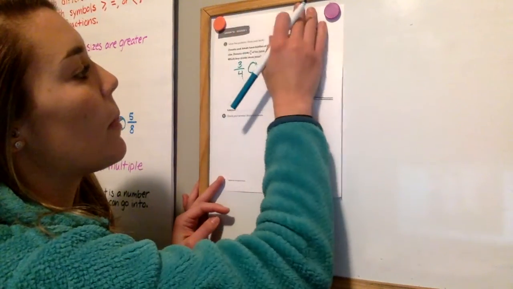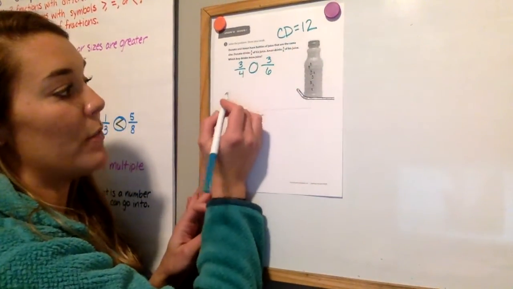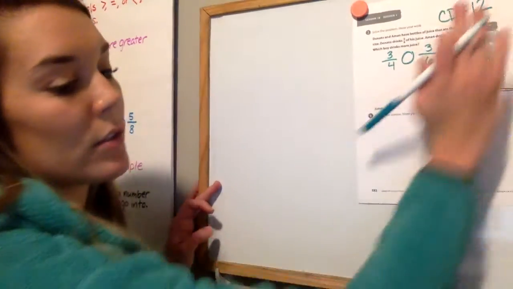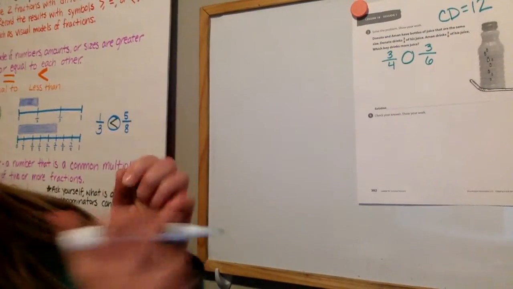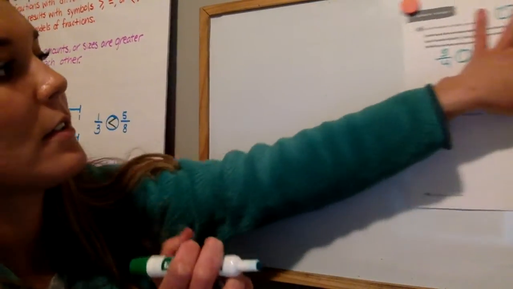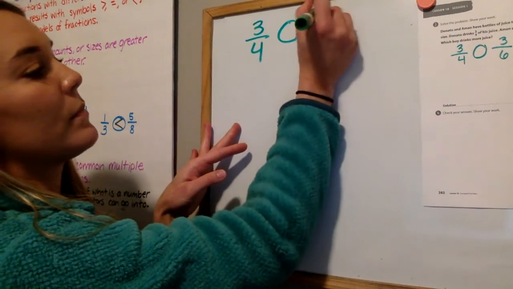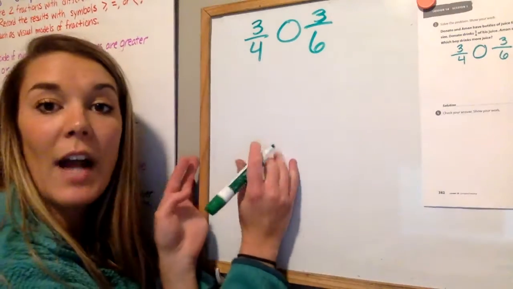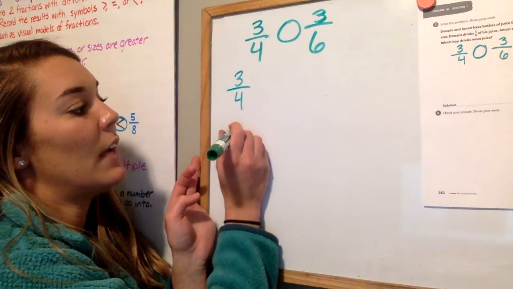Now, I need to find my equivalent fractions with the common denominator of 12. So I'm going to rewrite them. You guys will write it under here. I'm just going to write it on the board so it's big enough to see, okay? So I'm going to rewrite my fractions. So let's pretend we already wrote this. I don't want you to get confused. We wrote this already. And now we're going to come underneath and we're going to rewrite our fractions 3/4 and 3/6.